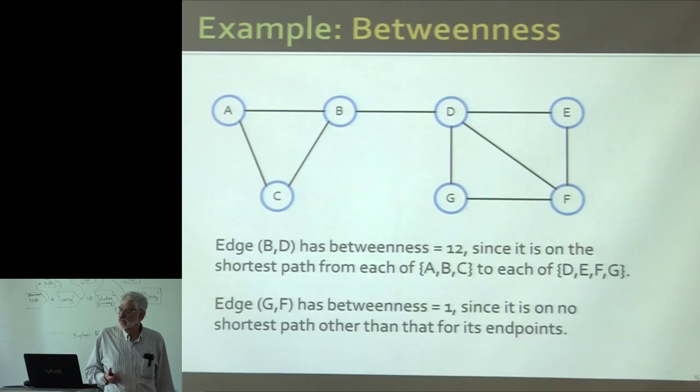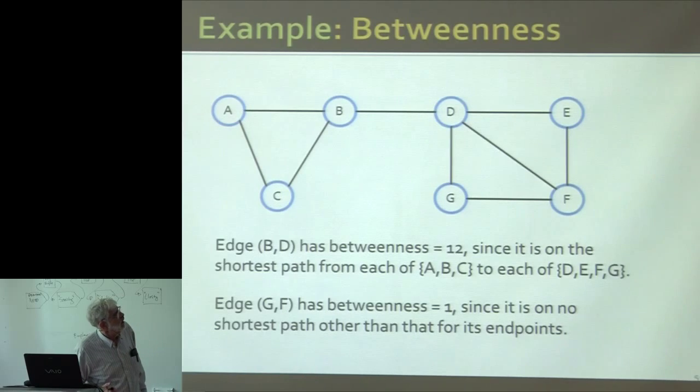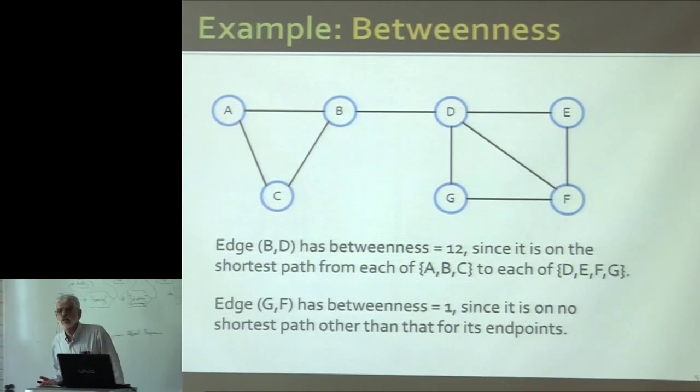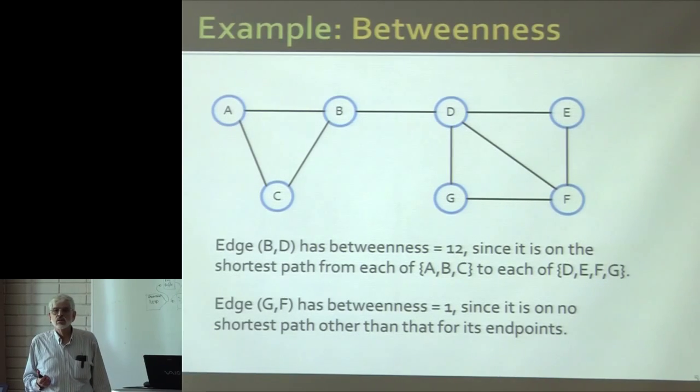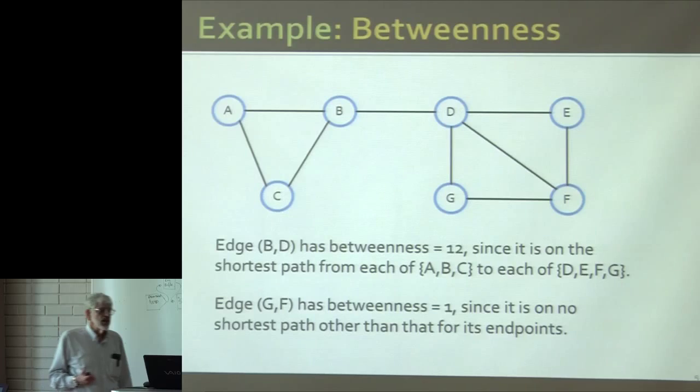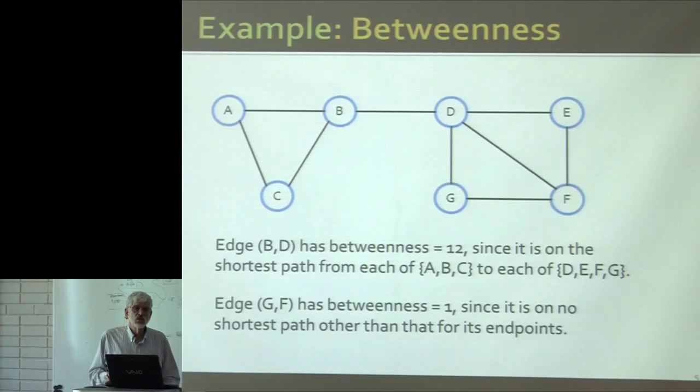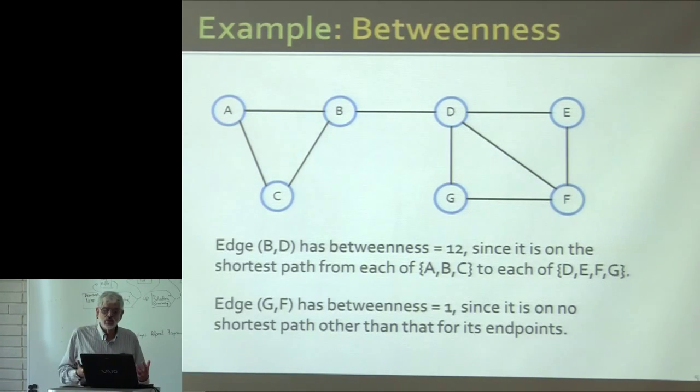Now look at GF down there. Its betweenness, I claim, is only 1. It's obviously on the only shortest path from G to F, but every other pair of nodes has all its shortest paths not going through the edge GF. So GF has the least betweenness. You're least likely to want to eliminate the edge GF to separate communities.